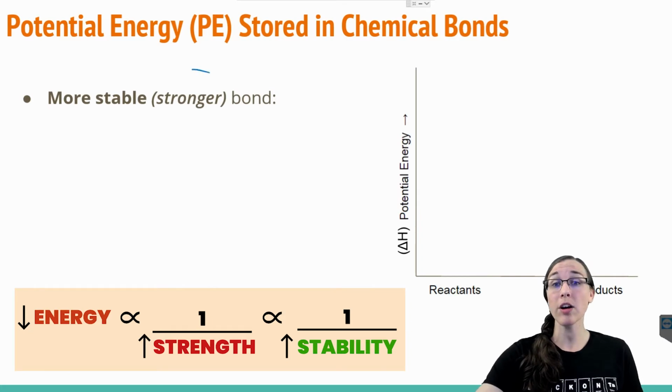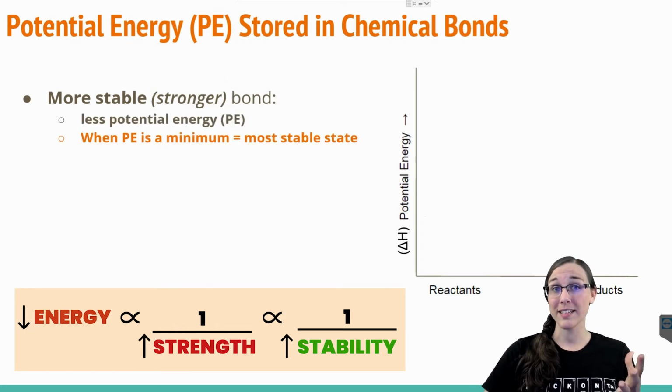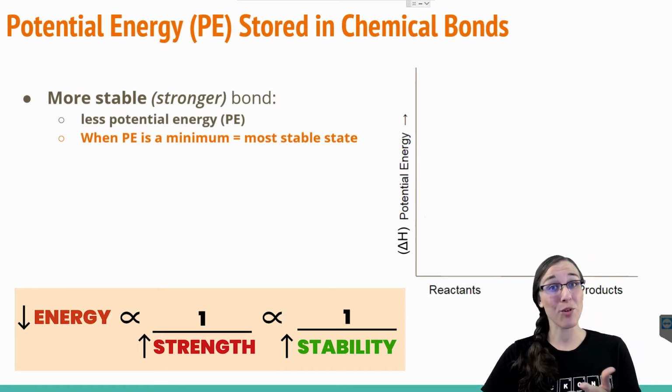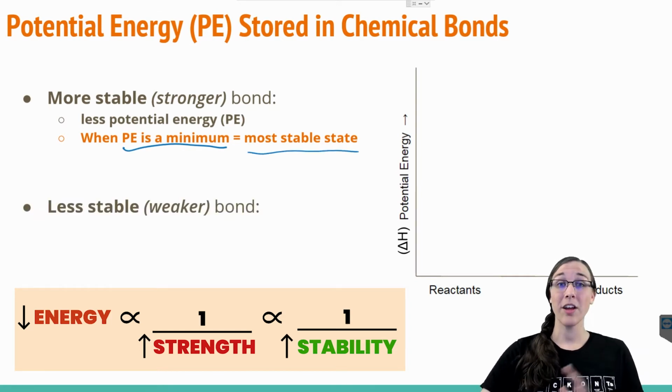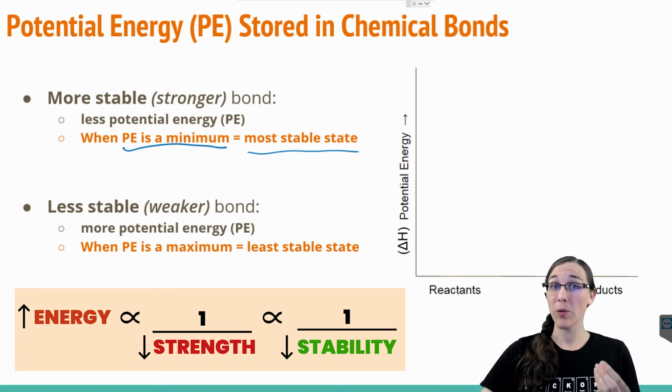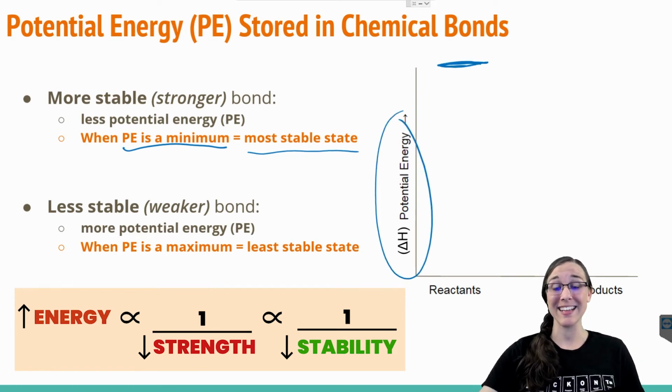Therefore, we can also say that if a chemical is more stable, it tends to also be a stronger bond. And stronger bonds in chemistry will always have less potential energy because they are more stable, and we could say that this minimum of potential energy is its most stable state. On the flip side, if we have a less stable intramolecular bond, that's considered a weaker bond. And weaker bonds will always have more potential energy because they're less stable.